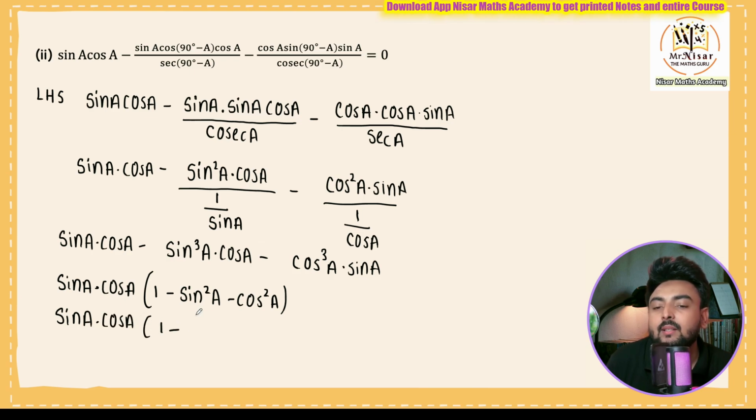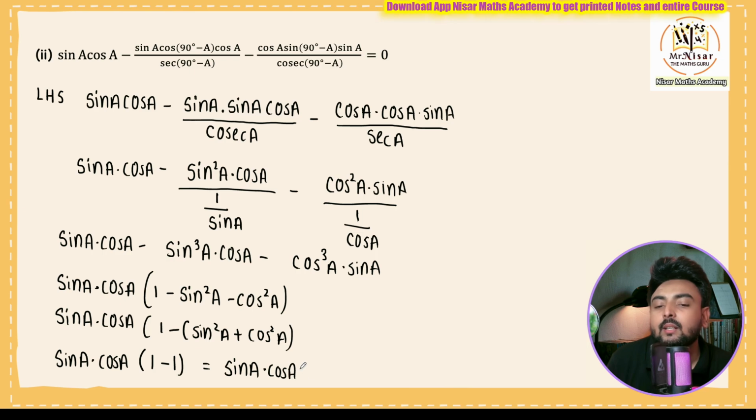How? 1 minus. Now if I take minus sign common, it will be sin square A plus cos square A. I have taken minus sign common from there. So why have I done it this way? Because I know that sin square A plus cos square A is going to become 1. So 1 minus 1 is going to become what, children? 1 minus 1 will be 0. Okay, so sin A into cos A into 0, and anything into 0 becomes 0. This is equal to your RHS. I hope it is quite clear. Let's go ahead for the next question.